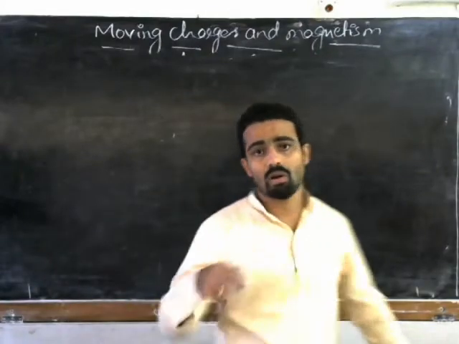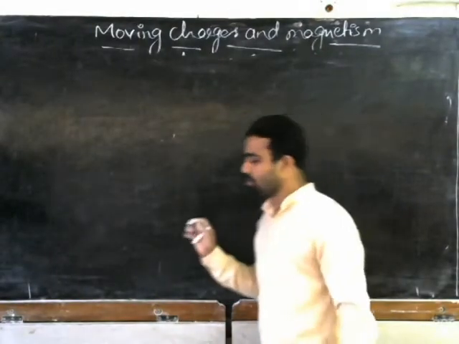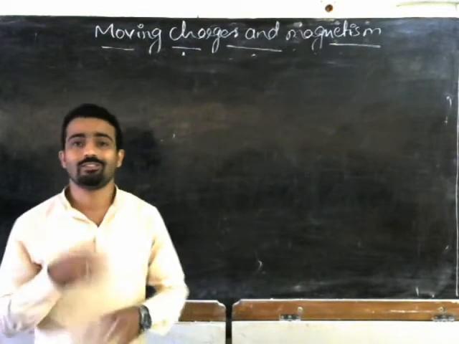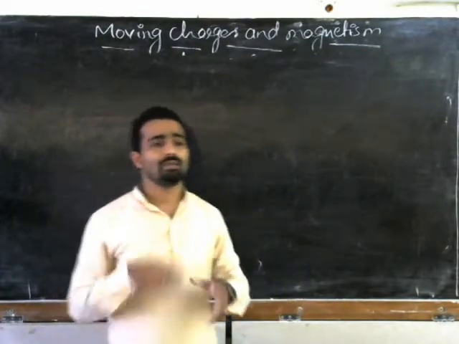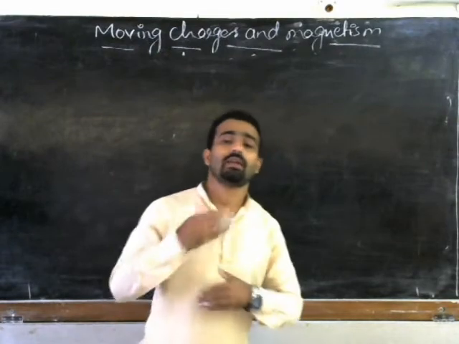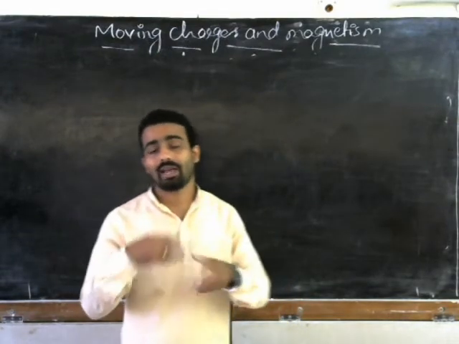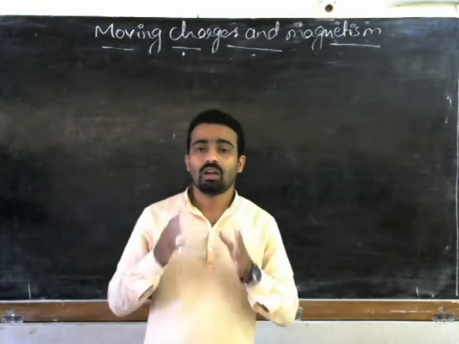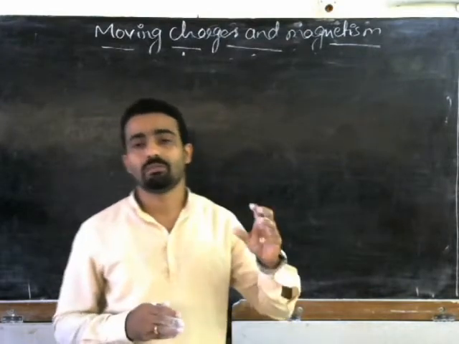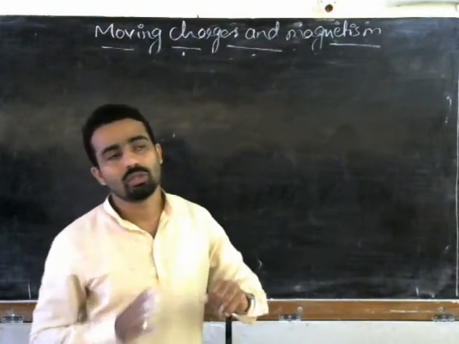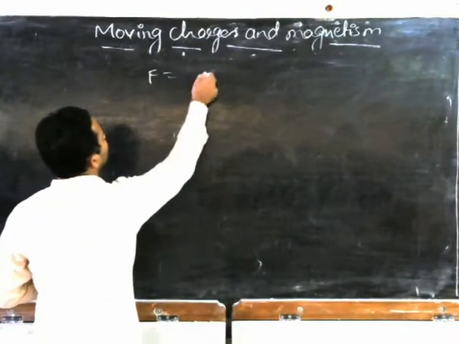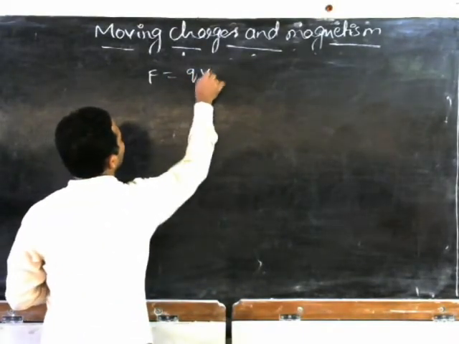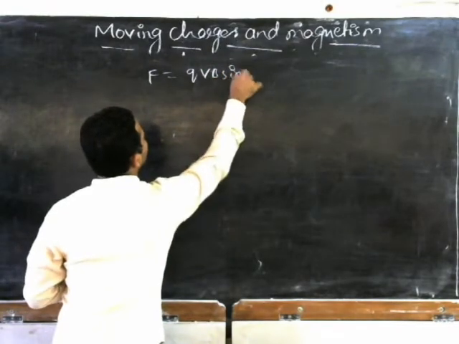We have discussed the force acting upon a charged particle in the presence of a magnetic field, as well as the magnetic force acting upon a current carrying conductor placed in a magnetic field. So the equation for force is F = qvB sin theta.